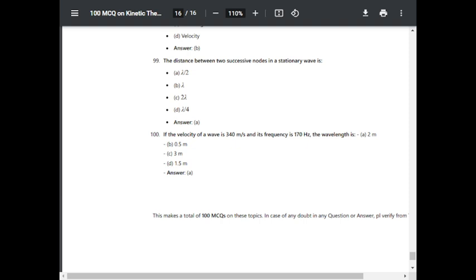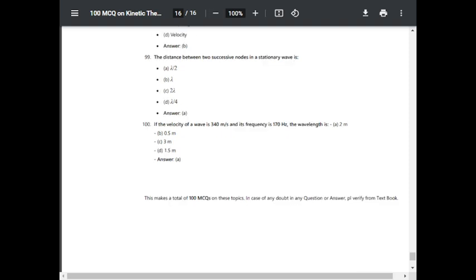This makes a total of 100 MCQs on this topic. In case of any doubt in any question or answer, please verify from your textbook. I have discussed 100 MCQs on this topic: the kinetic theory of gases, oscillation and waves.